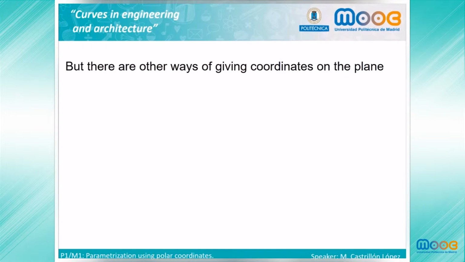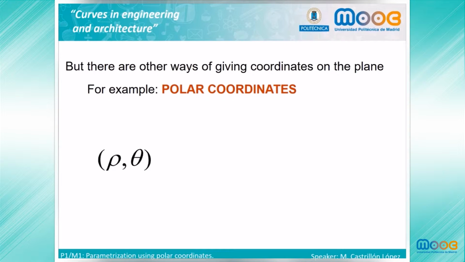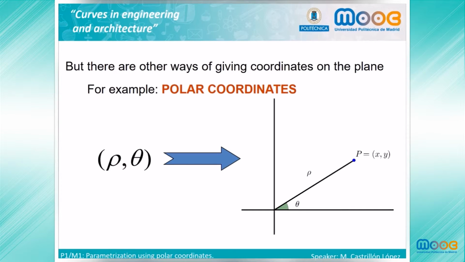But there are other ways of giving coordinates on the plane. Another one, very famous, is the polar coordinate system. In this system, every point is characterized by two numbers, and geometrically the definition is as follows. The first number, ρ, is the distance of that point to the origin, and the second is the angle of the ray joining that point to the origin with respect to the horizontal axis. That's theta.